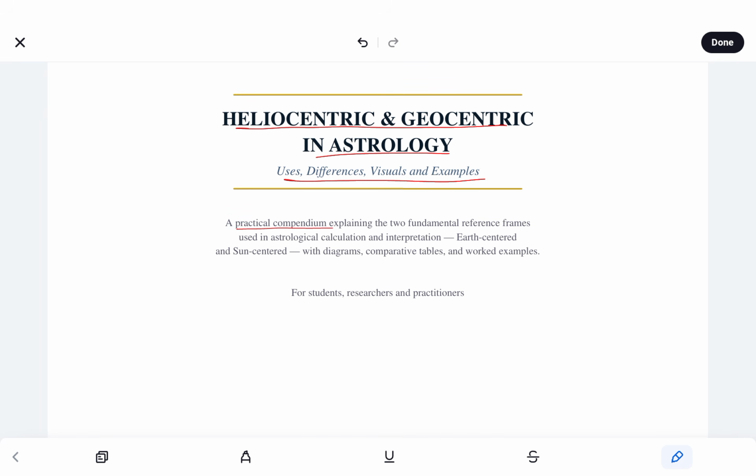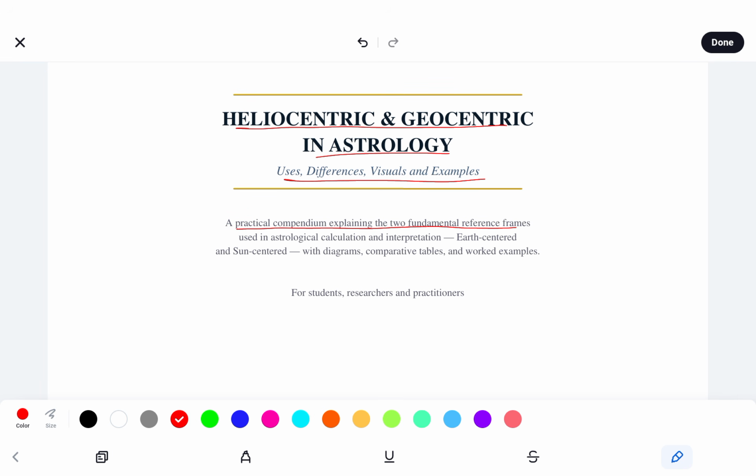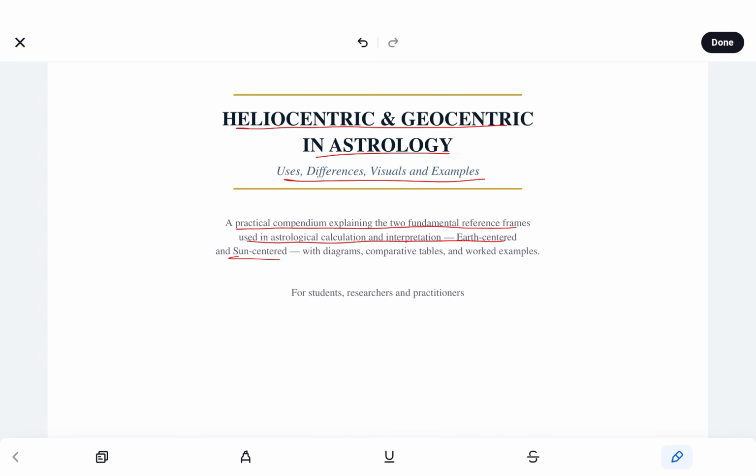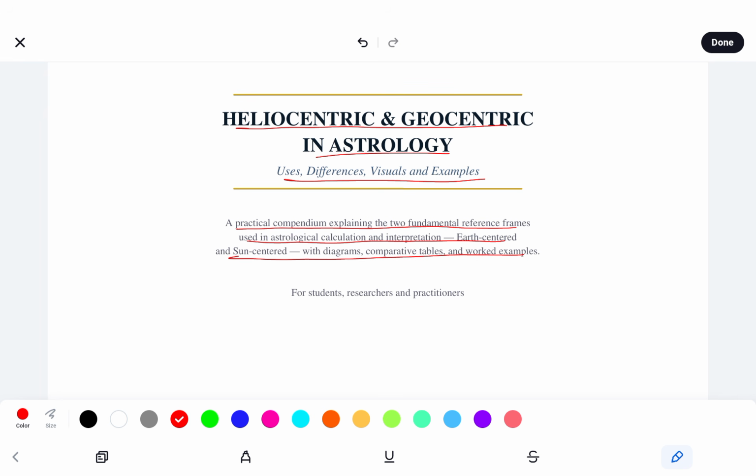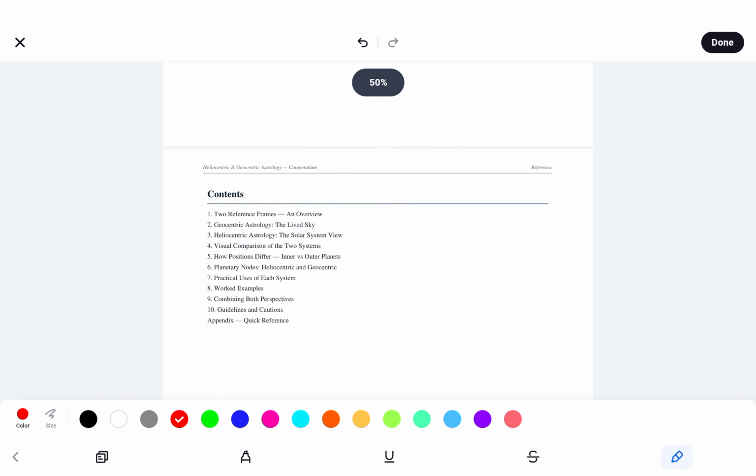So this is a practical compendium explaining the two fundamental reference frames used in astrological calculation and interpretation, with Earth-centered and Sun-centered diagrams, comparative tables, and worked examples for students, researchers, practitioners, whoever you may be.